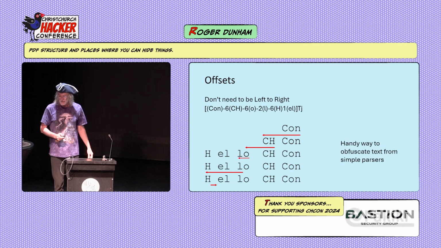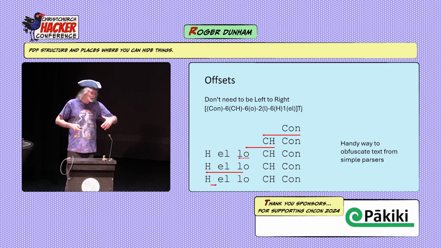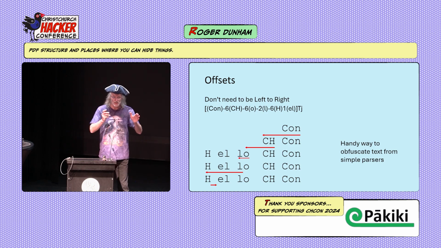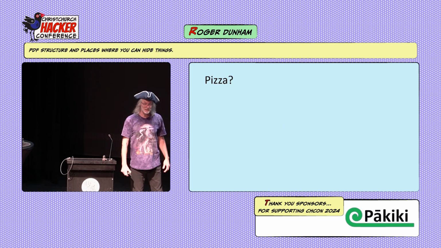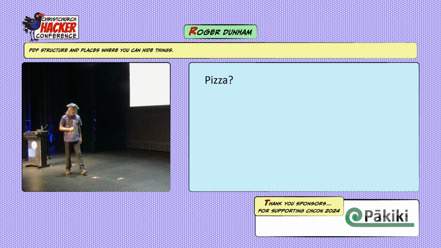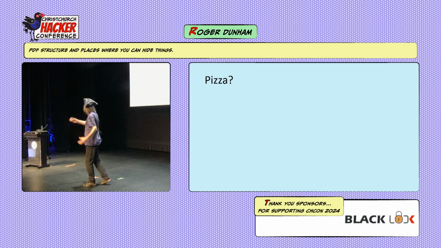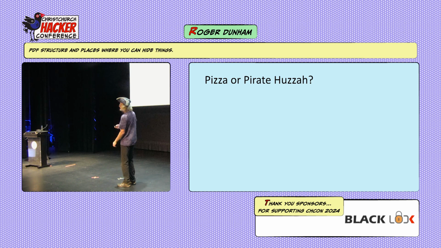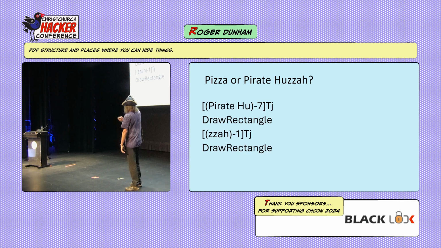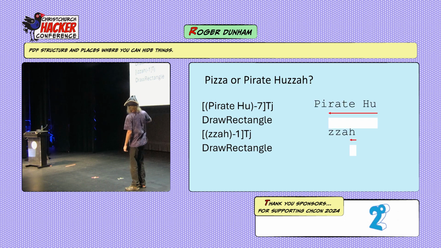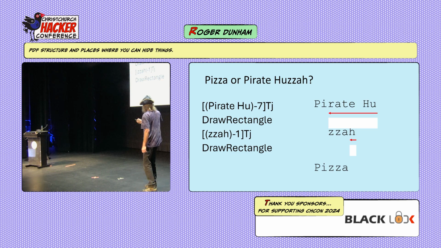Okay, we can take this a little further, and I know what's on your mind. It'll be pizza. And of course, because you're keen on pizza, that's what you're reading. Or is it actually a pirate huzzah? Because we can take pirate who, -7, bring it backwards, draw a rectangle to hide some of the text, do the ZZAH on top of it, write another rectangle, and suddenly we have pizza, even though if you copy and paste that, it's not what it says.